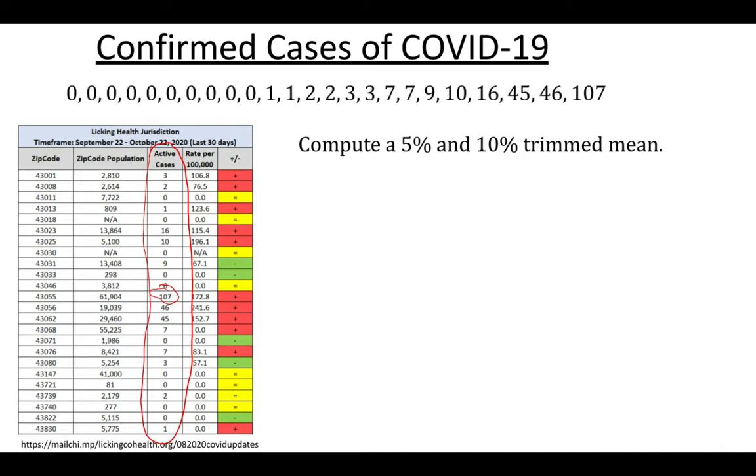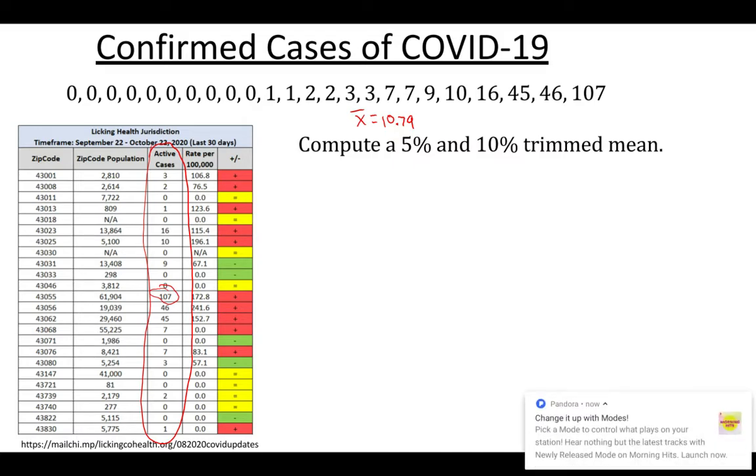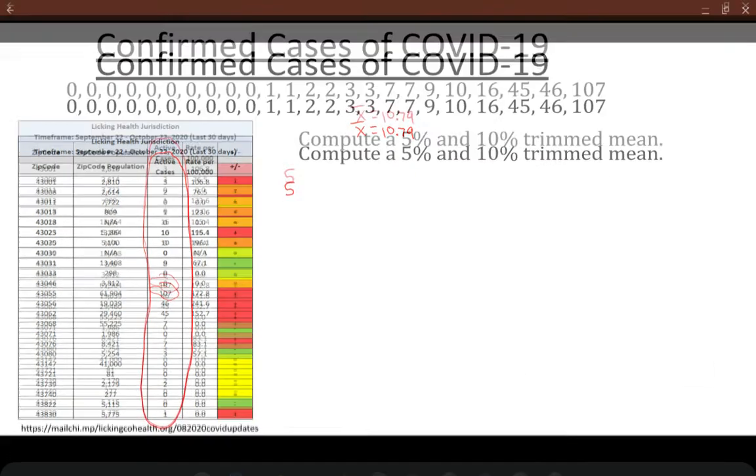And I went ahead and ordered them there. So we're going to do two things. We're going to compute a 5% and 10% trimmed mean, and then we'll actually compare it to what we got when we did the original mean as well. So the original mean that we got when we did this first time, X bar, remember that's the symbol we use for mean, was 10.79. So just keep in mind that's what we got before. And let's go ahead and calculate the 5% and 10% here.